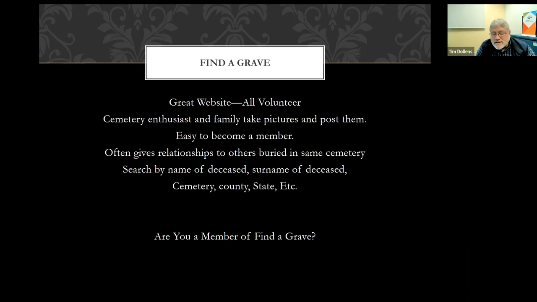And you can also search it by state or county, or just by name, and not be a member. But if you become a member, then you can actually add your own stuff to it, including pictures, obituaries, and maybe your own pictures of stones. So are you a member of Find a Grave?